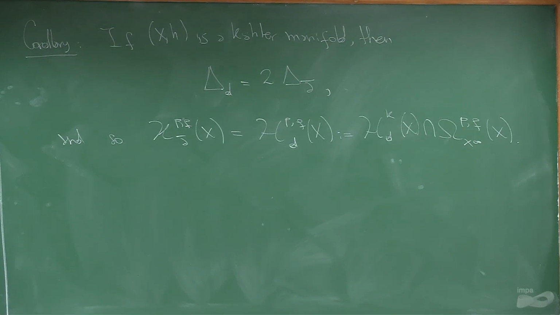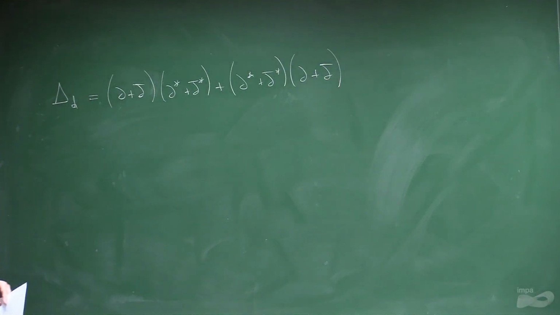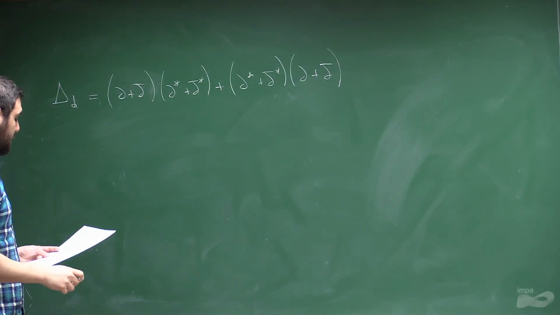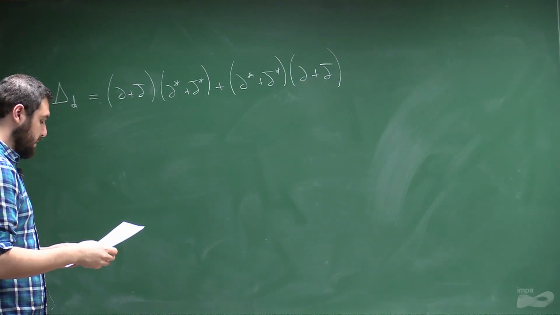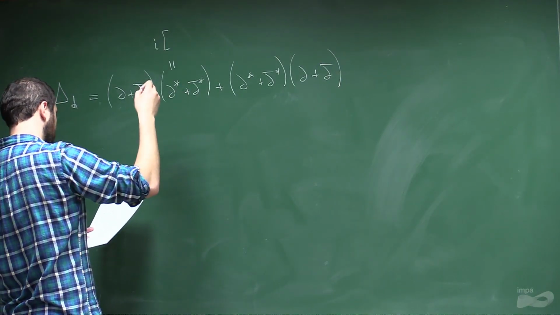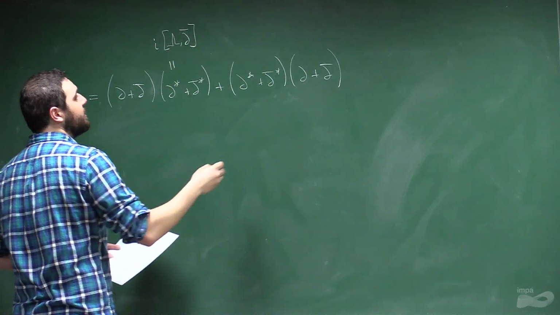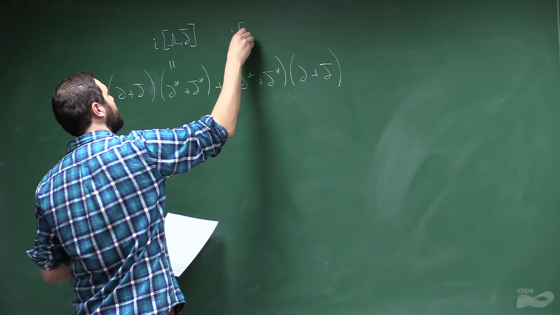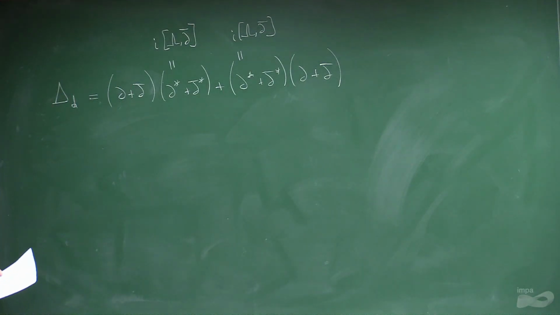So compute this. The Laplacian of d is equal to what? It's equal to partial plus partial bar, times partial adjoint plus partial bar adjoint, plus partial adjoint plus partial bar adjoint, times partial plus partial bar. Right? It's d, the adjoint d. Okay, so let's compute this, and we will use these identities. So we will replace this guy, which is i times the commutator of lambda with partial bar, and this is also i times the commutator of lambda with partial bar.